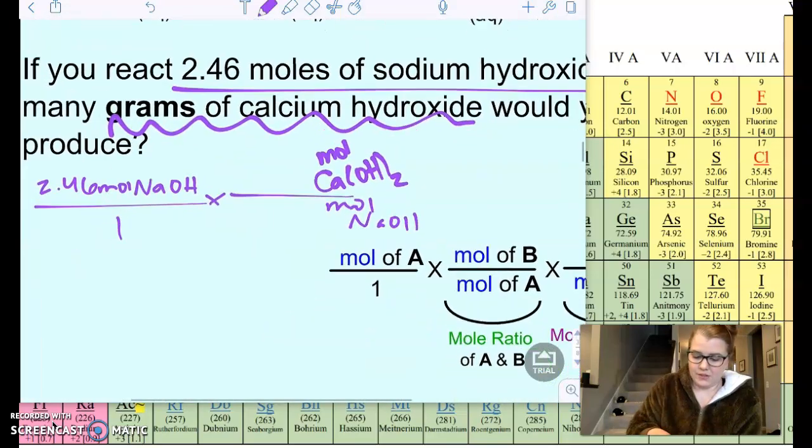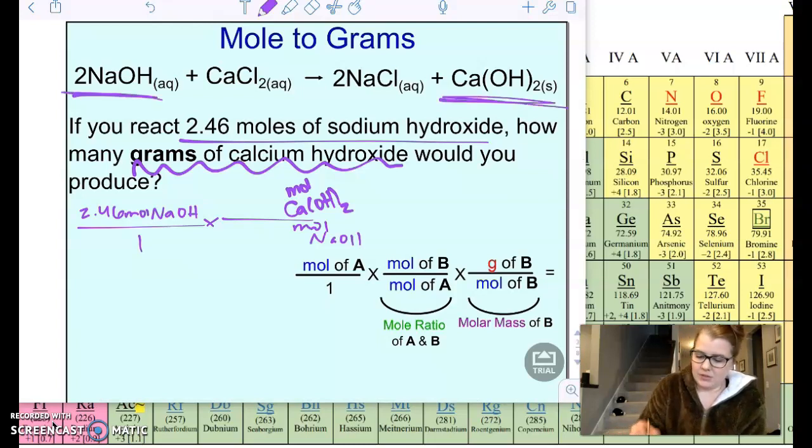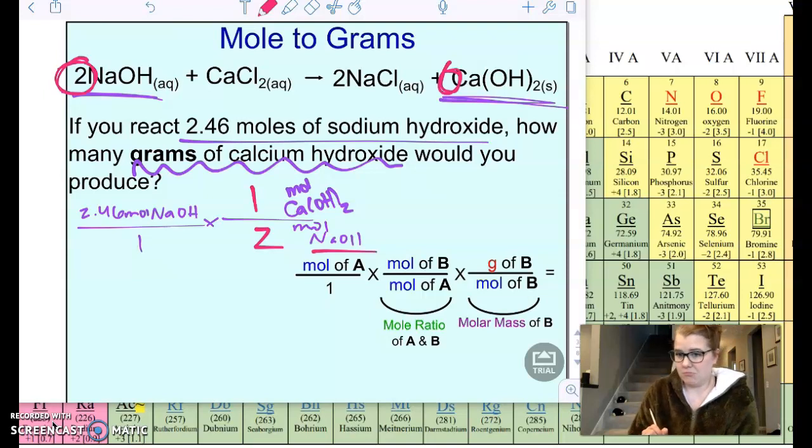Now, if you recall, this is the mole ratio, so we get these numbers from the coefficients. So I'm looking at sodium hydroxide and calcium hydroxide. The coefficient in front of sodium hydroxide is a 2, so I'm going to put a 2 down here because I wrote NaOH down here. And then there is a 1 in front of calcium hydroxide, so I'm going to put a 1 in front of the calcium hydroxide here. So this is a 2-to-1 ratio.